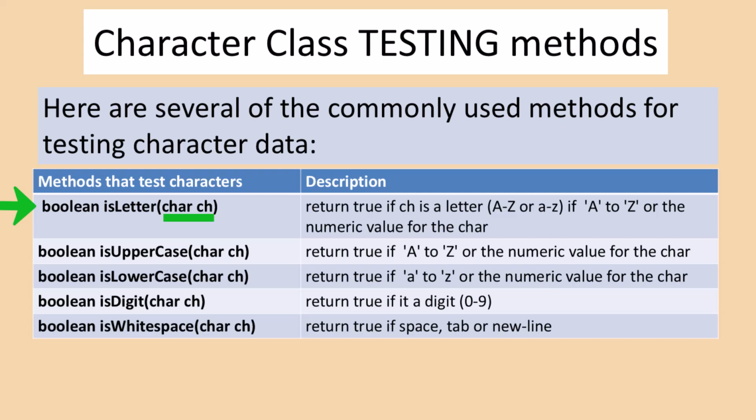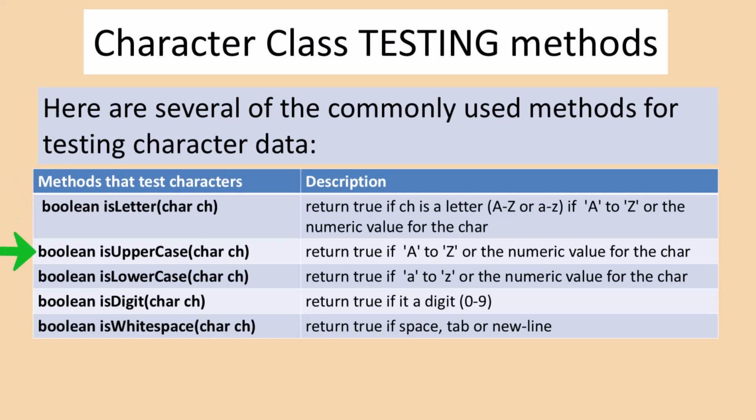What is important here is that the data type being passed is character, char. You can use any name for your variable or even a character literal. You can even pass a numeric value for a character such as hex 0x41 or decimal 65 for the letter A. isLetter returns true if it receives an uppercase or lowercase letter, capital A through Z or lowercase a through z.